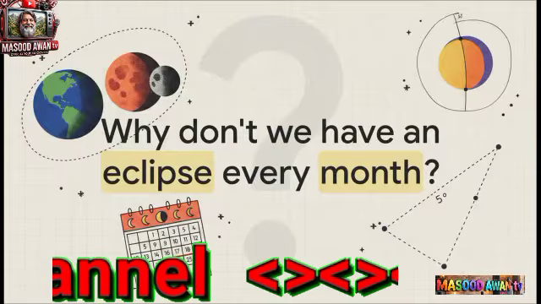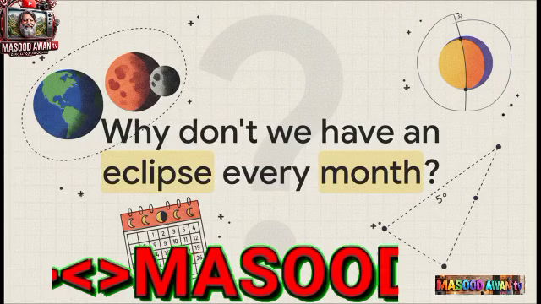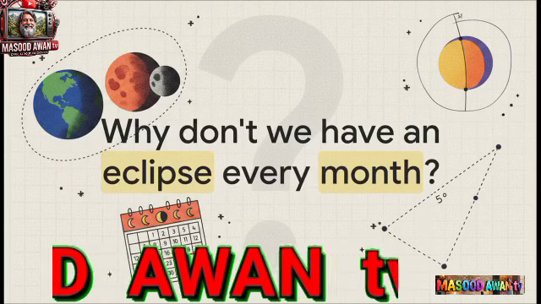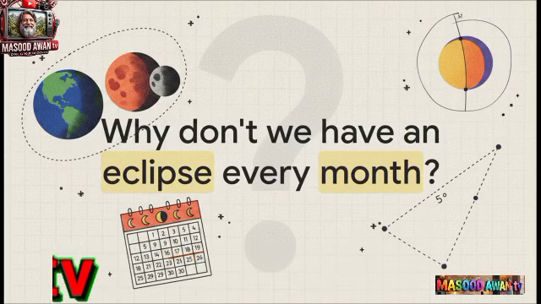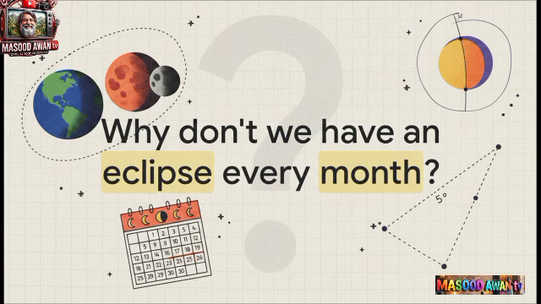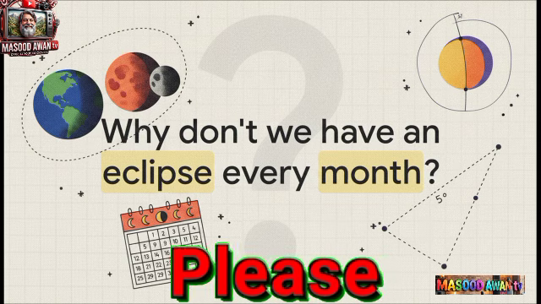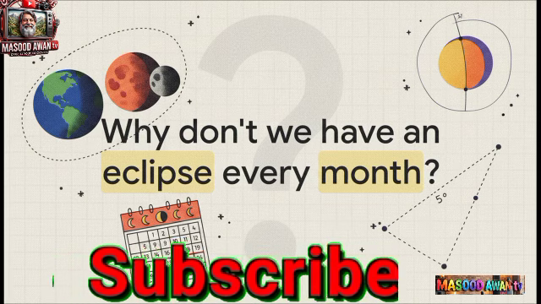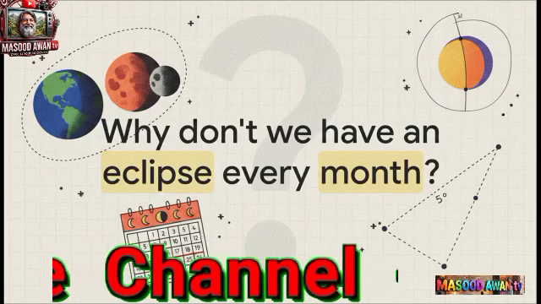But that naturally begs an obvious question. If a lunar eclipse happens during a full moon, and we get a full moon every 29.5 days, well, why don't we have an eclipse every single month? I mean, why isn't this just a regular monthly event? It kind of seems like it should be, doesn't it?